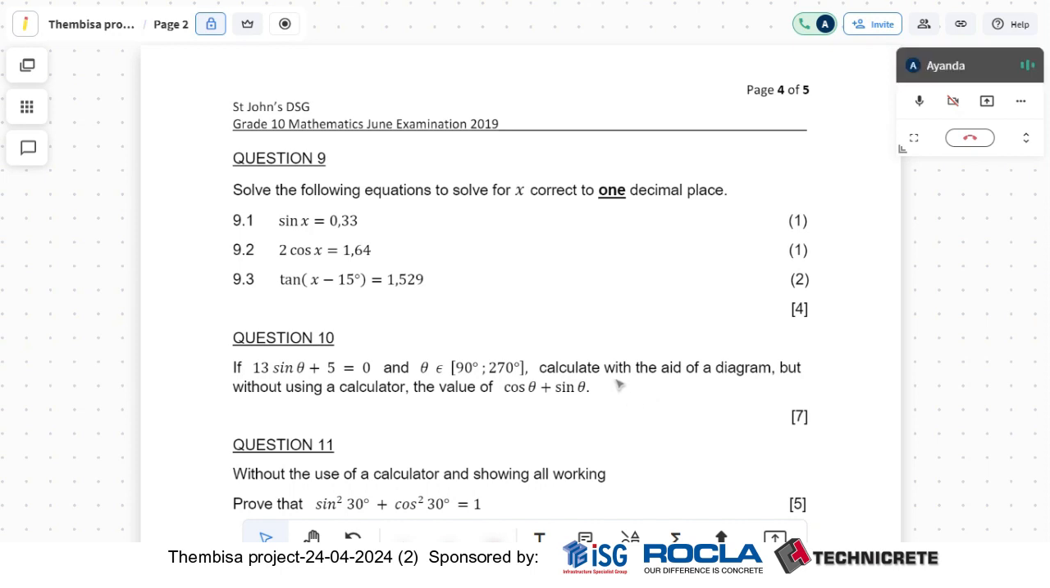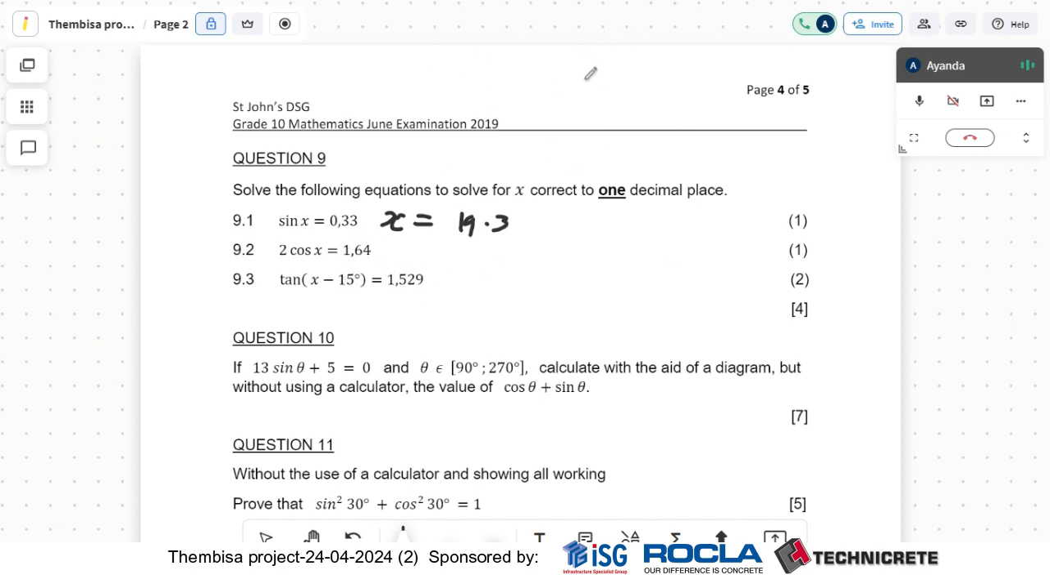Question 9, we're asked to solve the following equations for x correct to one decimal place. So we have sine of x is equal to 0.33. Well, this one's a simple one. We simply take our calculator and take shift sine of 0.33, and x is equal to 19.3.